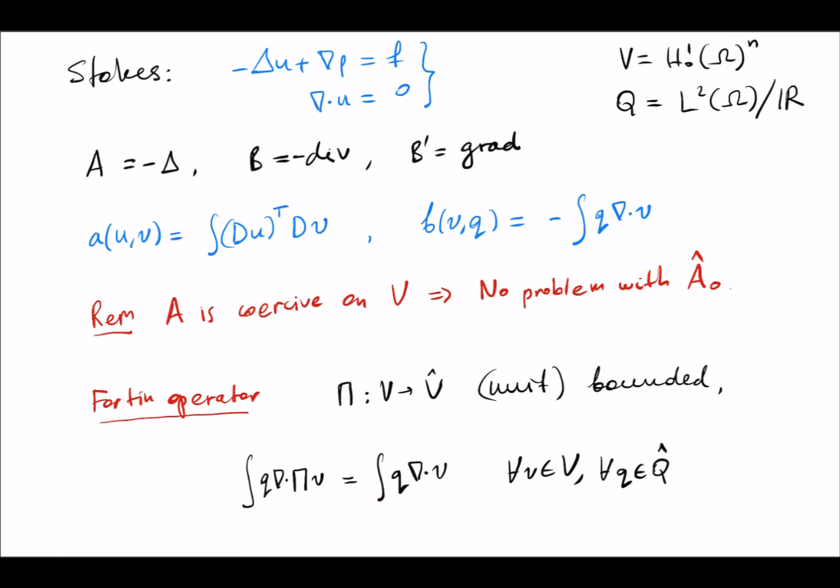And you can also look at it in this way. You bring everything into one side, then you see that q integrated against the divergence of v minus pi v is equal to 0 for all q from Q hat. So basically what it is saying is that the divergence of v minus pi v is L2 orthogonal to the space Q hat. So we want to construct such an operator.